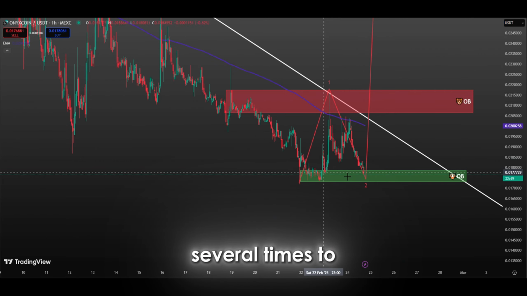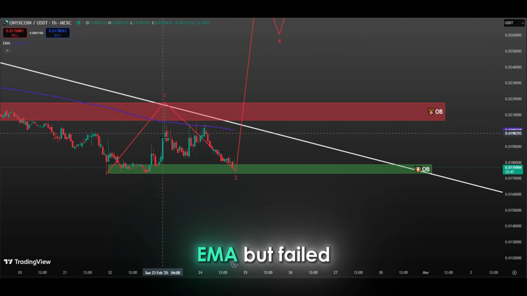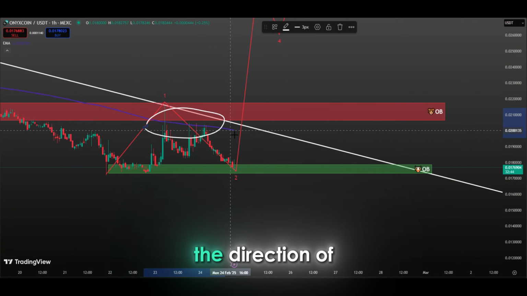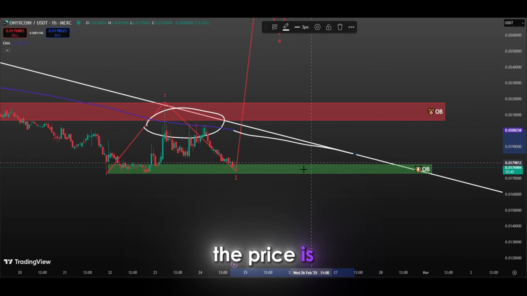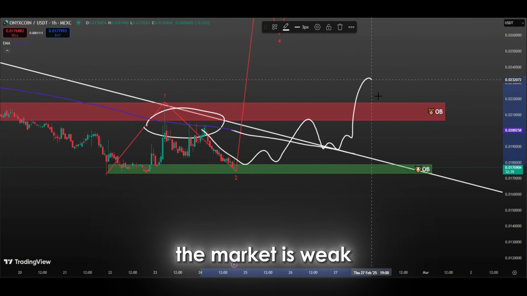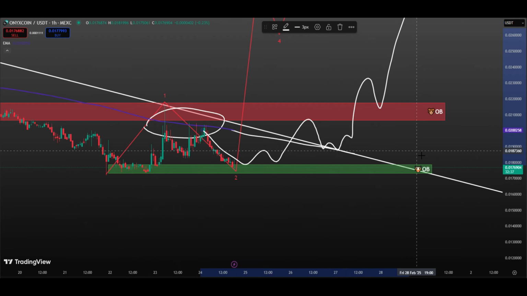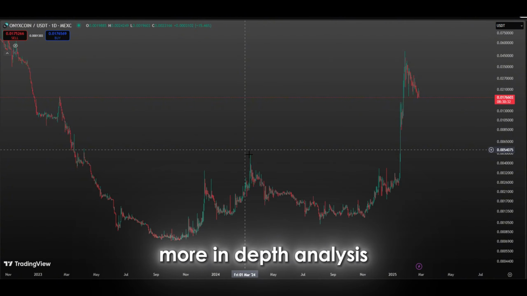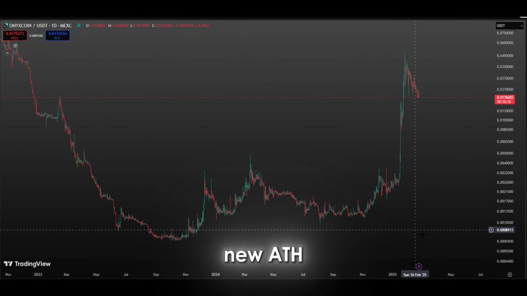The price tried several times to break above the 200 EMA but failed to cross this level. Since the 200 EMA is an important indicator in determining the direction of the long-term trend in the market, the price coming close to this level and then going back down again may indicate that the market is weak and buyers are not in control at this level. Although the price's attempt to break above the 200 EMA shows that buyers are trying to break this level, a permanent break above this level has not yet been achieved, but if it can break above the 200 EMA, the long-term uptrend may come. Let's take a more in-depth analysis to assess whether XCN coin can make a new ATH.